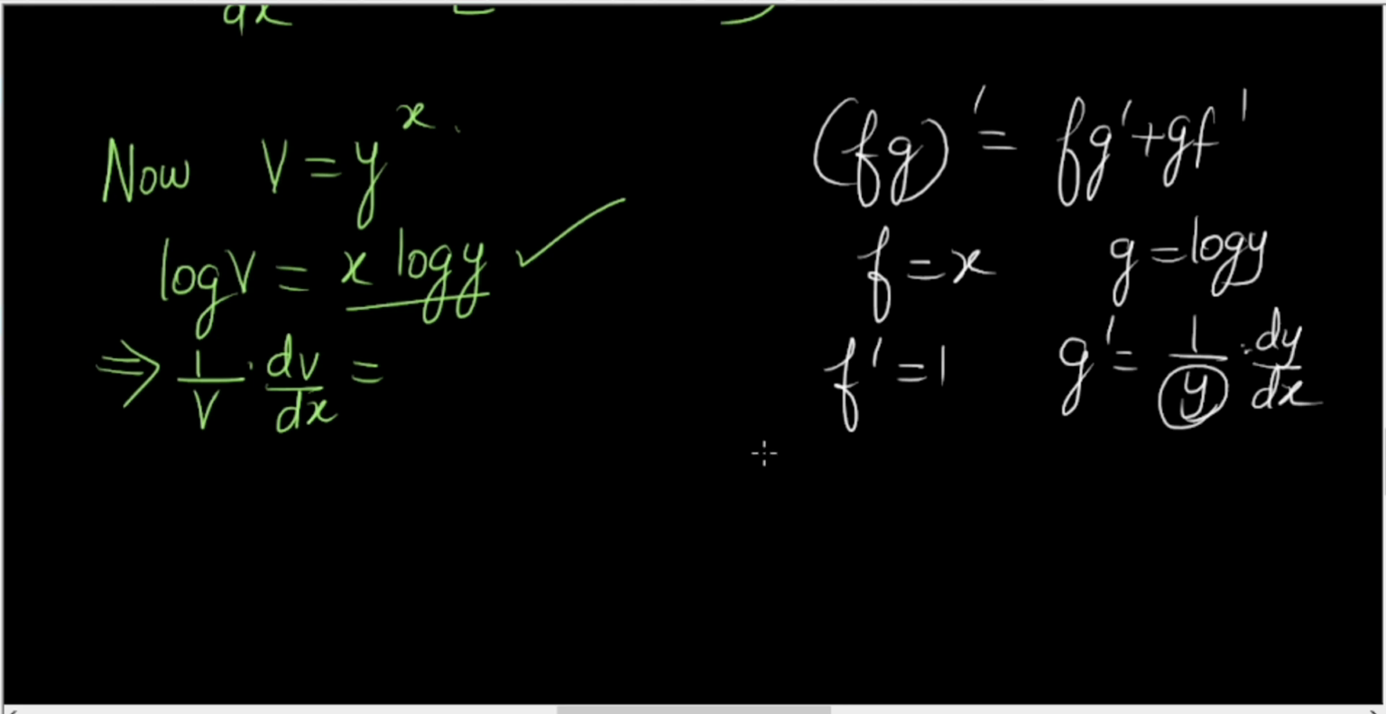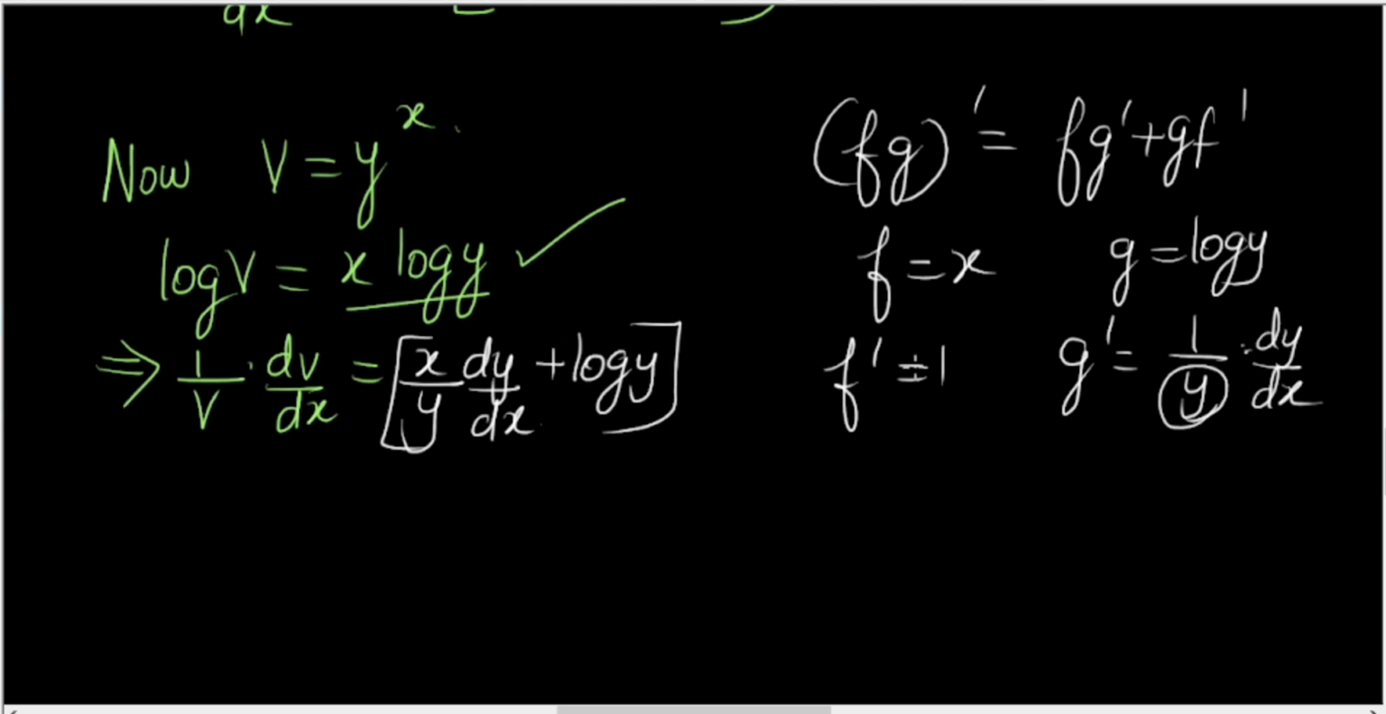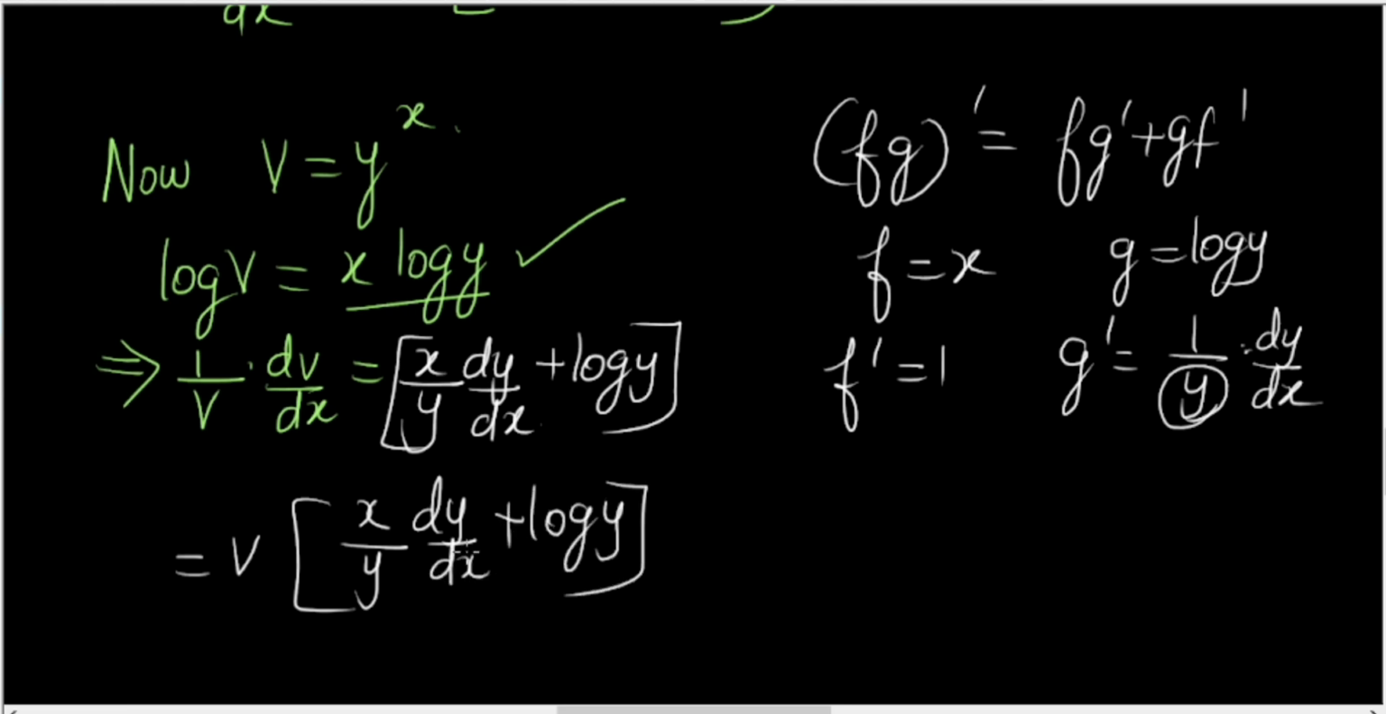So this is our derivative. We'll apply our product rule. fg dash, that means x times 1 over y, I'll put the y on the bottom, dy over dx, plus gf dash, which is simply log y times 1. So it's better to write log y alone, and then v comes over here on the right hand side. We are writing the remaining stuff as it is.